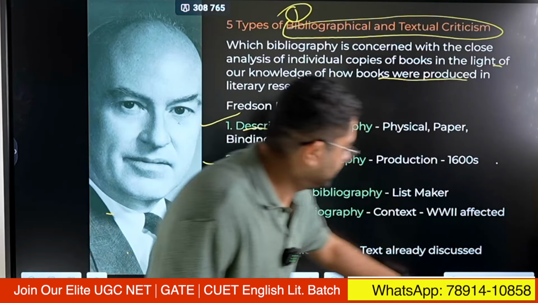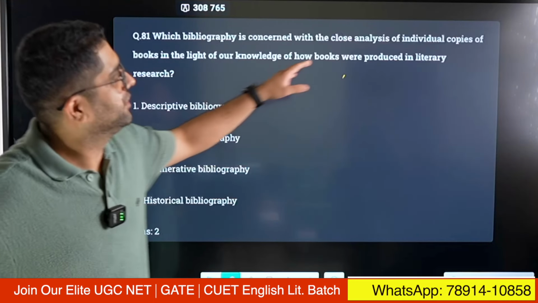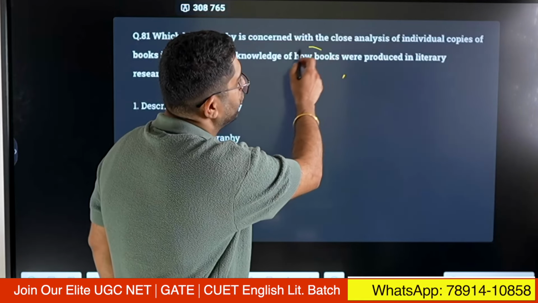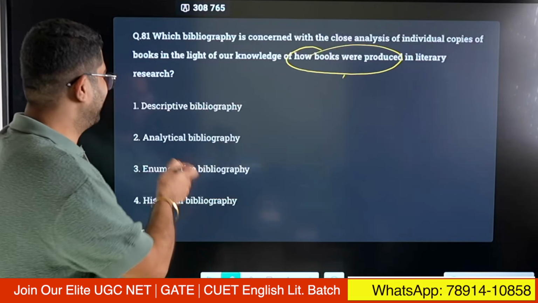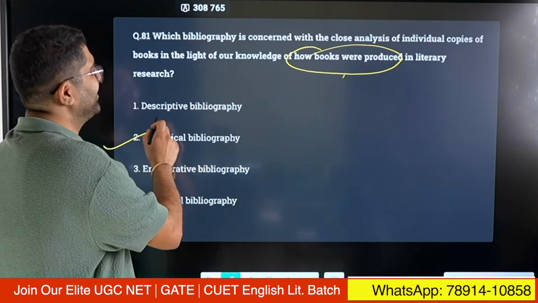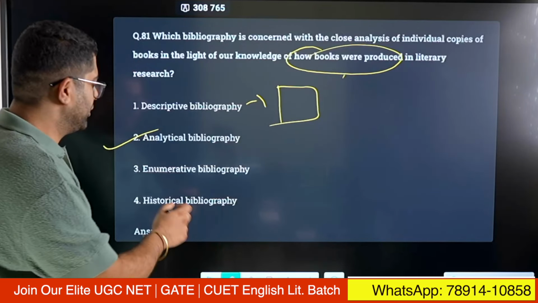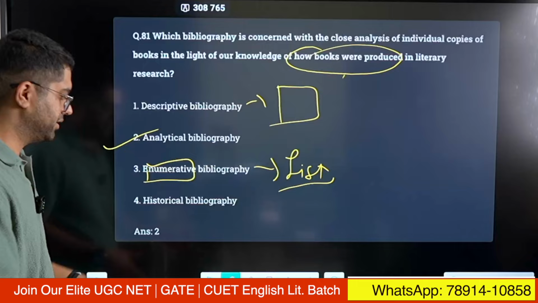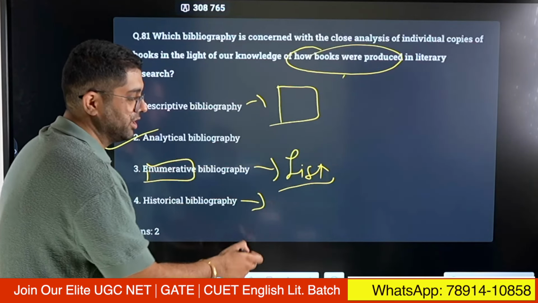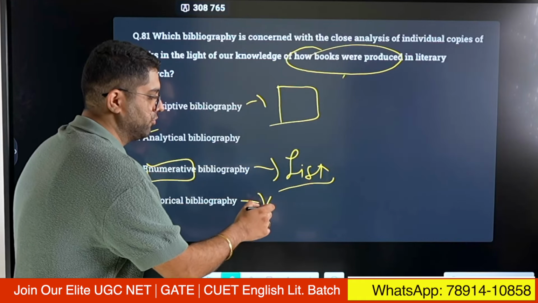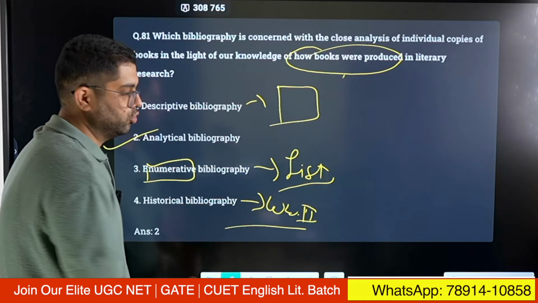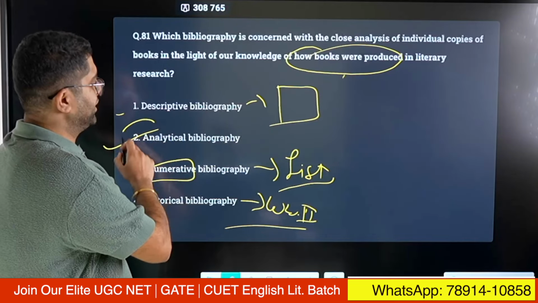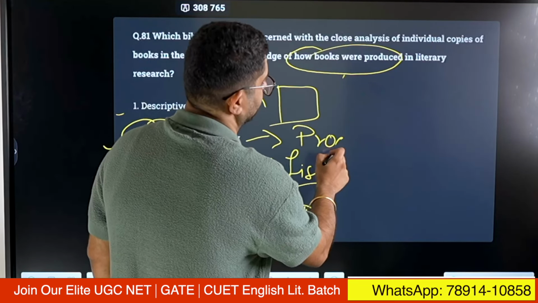Let's get back to the question once. The first question is, which bibliography is concerned with the close analysis of individual copies of books in the light of how books are produced? Analytical bibliography, we have already discussed. Descriptive bibliography talks about the appearance of the books. Narrative bibliography talks about the list of the books. Historical bibliography talks about the influence of history on that particular book, for example how World War II affected the printing mechanism of the book. So the answer is analytical bibliography, which talks about the production of the books.